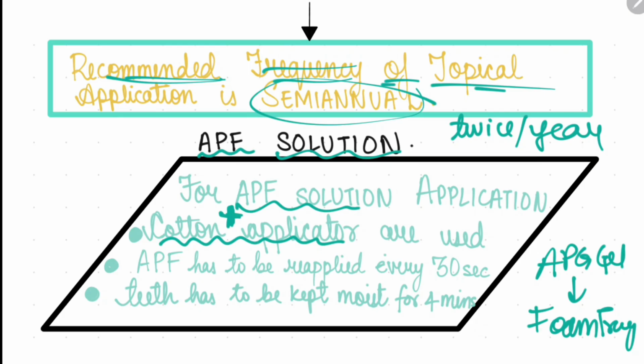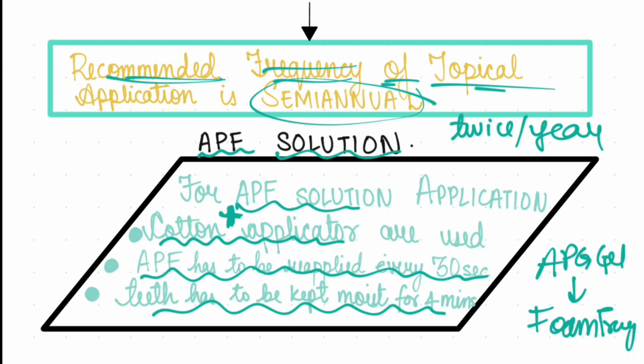So we take a cotton applicator, dip it in APF solution, and apply it on the tooth. We let it dry, and then the APF has to be reapplied on the tooth every 30 seconds. We repeat this process and keep the teeth moist for 4 minutes, so that the teeth remain moist with the solution for 4 minutes.